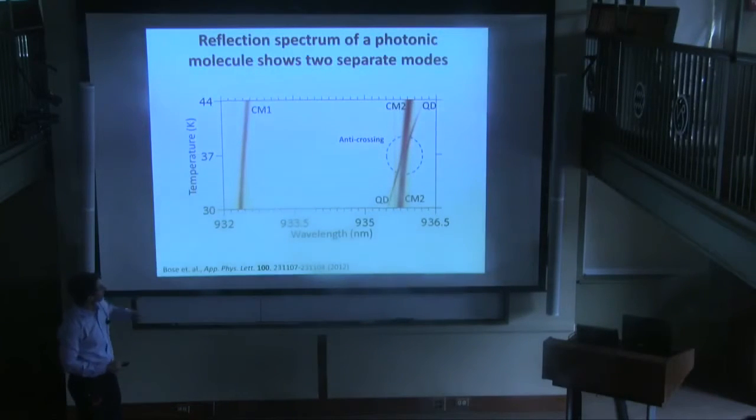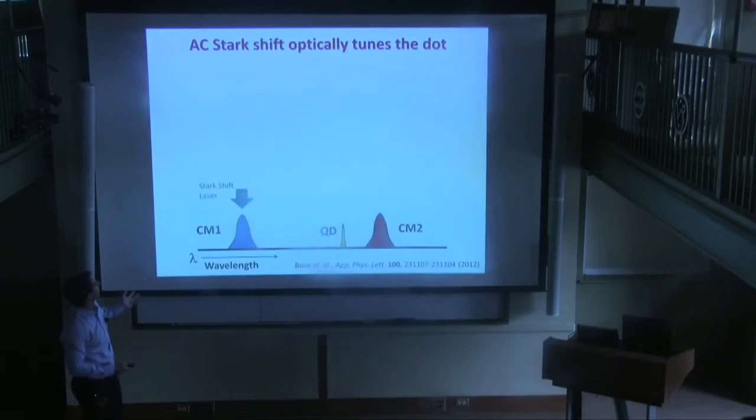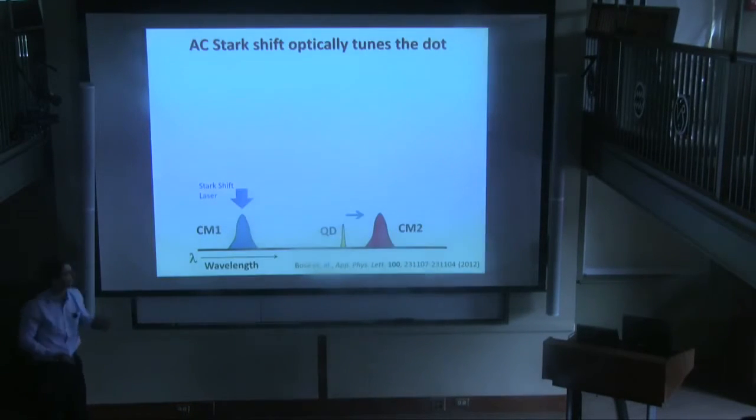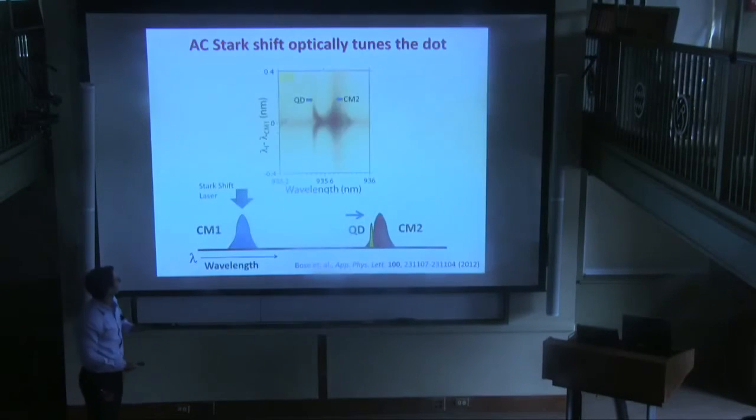And so the first thing we did was we simply tried to see if we could, with a continuous wave laser, Stark shift the dot onto the second mode. And so this is the measurement here. We're tuning the laser across this lower energy mode, and what we see is that when we hit resonance, the dot shifts, starts to transfer energy to the higher energy cavity mode. And so yes, we can indeed use light to tune the dot onto the cavity resonance.